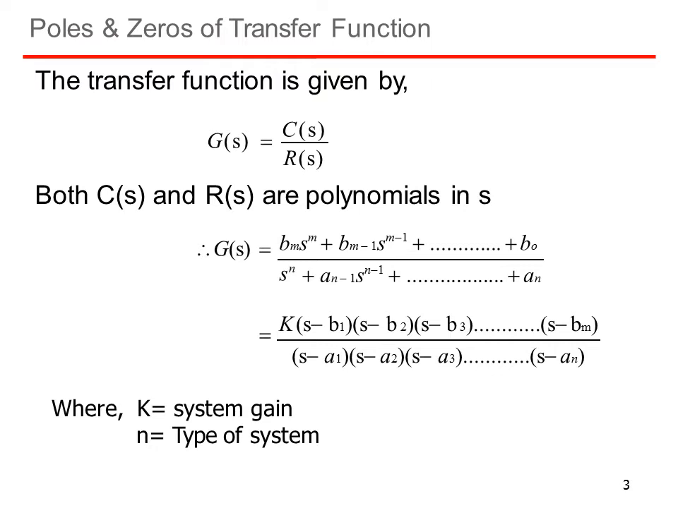Considering the system gain, we can reduce the equation to K into (s minus b1)(s minus b2)(s minus b3) up to (s minus bm) divided by (s minus a1)(s minus a2)(s minus a3) up to (s minus an), where K is system gain and n is the type of the system.